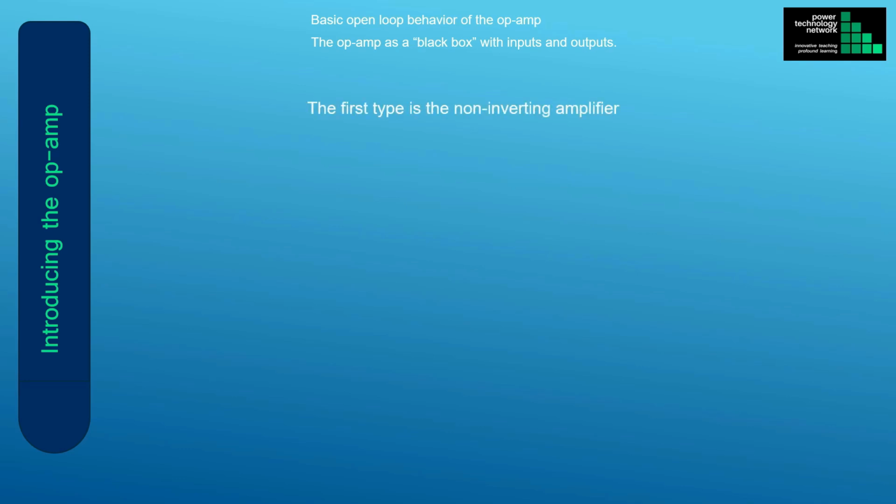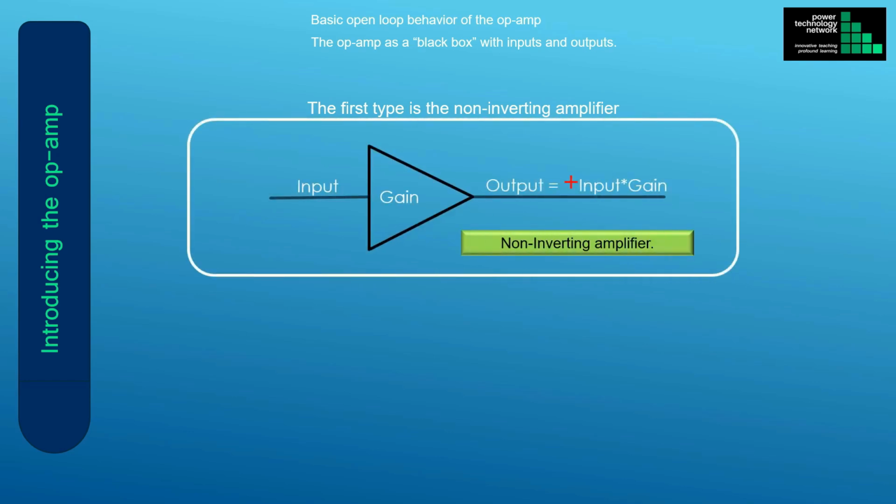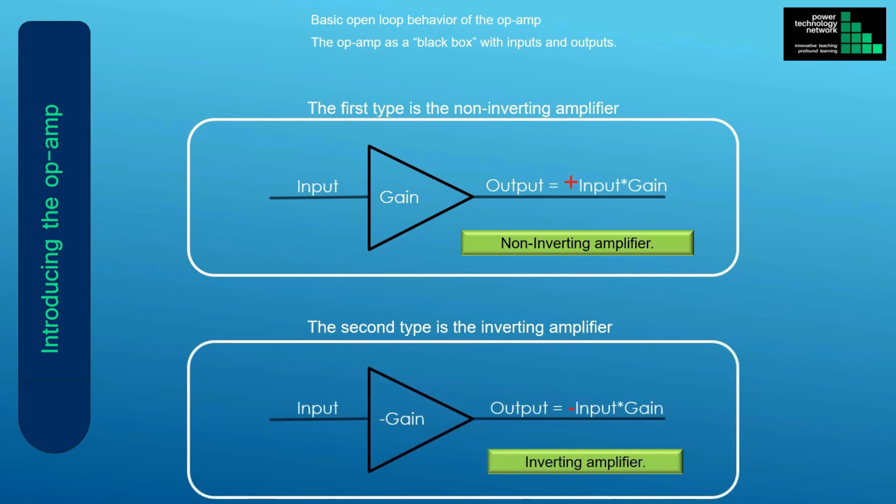First is the non-inverting amplifier, that has a positive gain, which is shown here. It directly amplifies the input signal by multiplying it with the gain. Second is the inverting amplifier, that has a negative gain. It amplifies the input signal by a negative gain, and therefore it is known as an inverting amplifier. These basic models are used to characterize the open-loop behavior of the op-amp in this course.